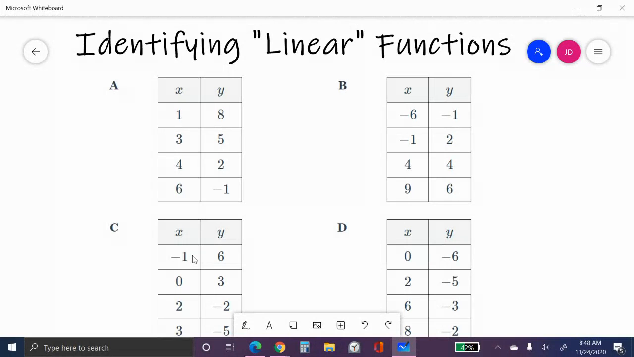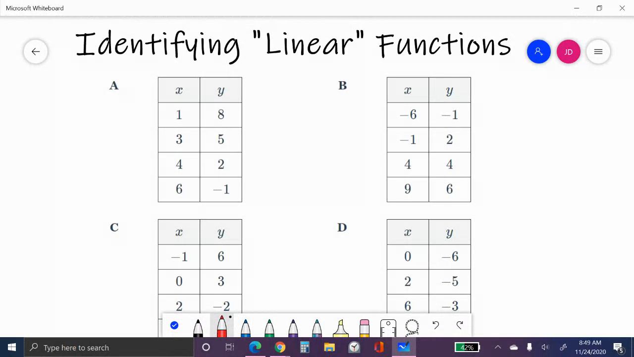To see if these are linear, we have to see if they have a constant rate of change. They have a constant slope between each point, or a constant rise over run, or a constant change in y over the change in x's. So we pretty much have to calculate the slope or the rate of change between each set of points to see if it is linear.